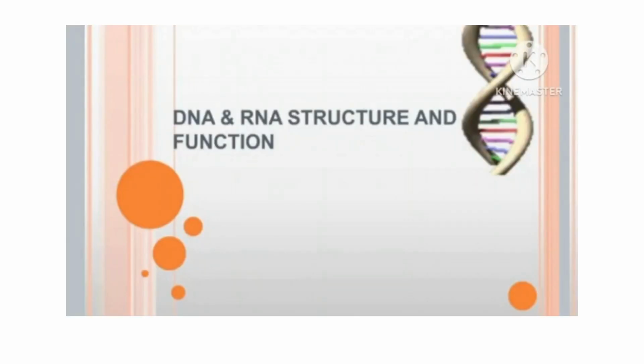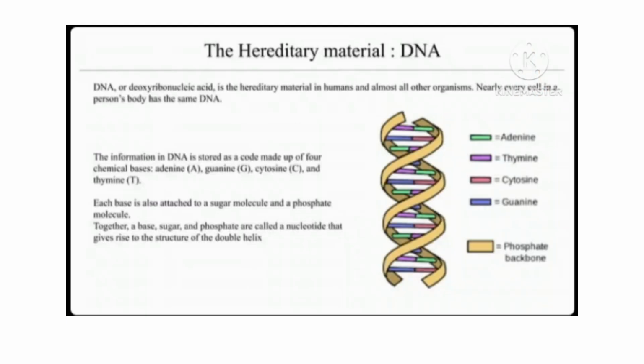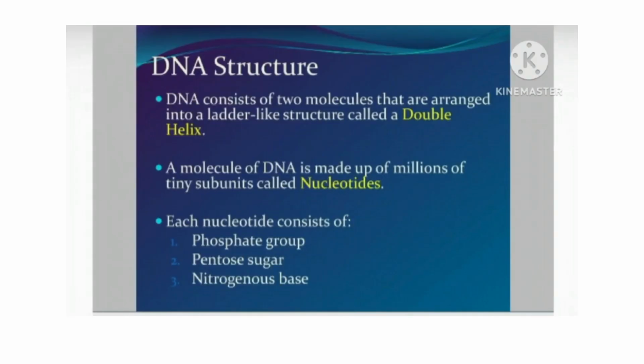Structure and function of DNA and RNA. DNA was first found by Friedrich Miescher. The double helix structure was proposed in 1953 by James Watson and Francis Crick. DNA is deoxyribonucleic acid, and it is the hereditary material in humans and all other organisms. A DNA molecule is made up of millions of nucleotides. Each nucleotide is composed of a phosphate group, a pentose sugar, and a nitrogenous base.